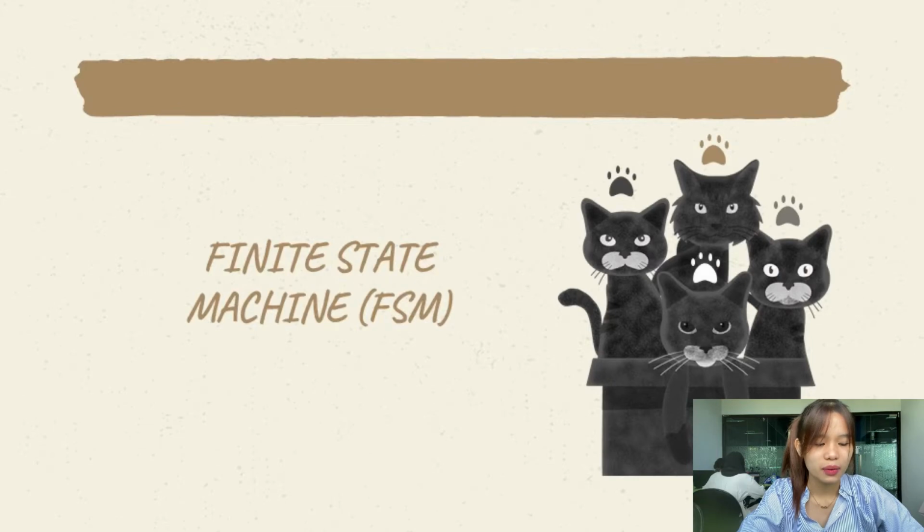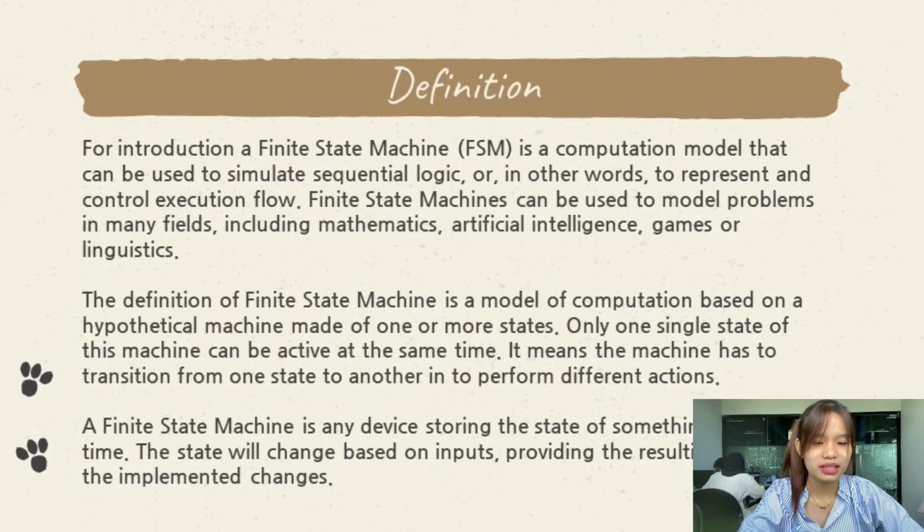Okay, I will explain about finite state machine. For introduction, a finite state machine is a computation model that can be used to simulate sequential logic, or in other words, to represent and control execution flow. Finite state machines can be used to model problems in many fields, including mathematics, artificial intelligence, games, or linguistics.